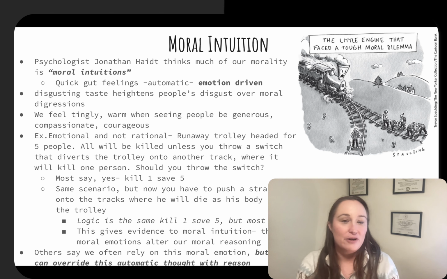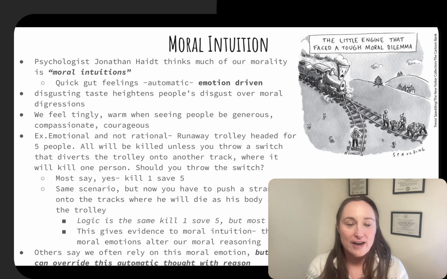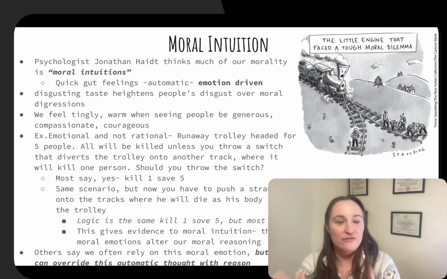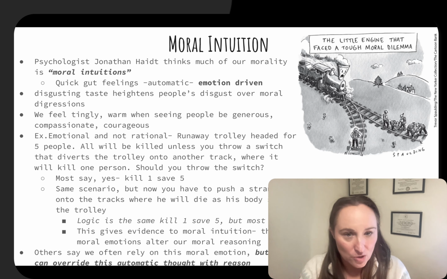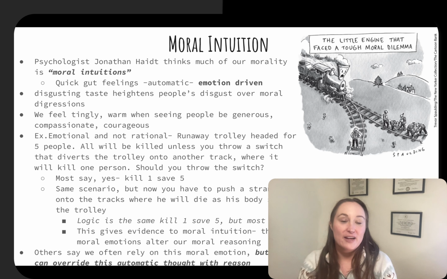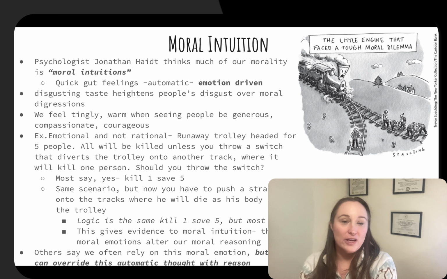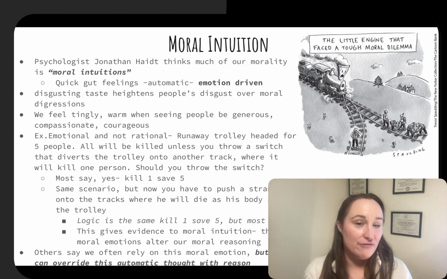Thinking rationally. But if we give the same scenario, and now instead of the switch and the 2 tracks, you have to physically push this person, with a good physical push, right? Not like throwing a switch, onto the tracks, which will kill that person, but it will save the 5.